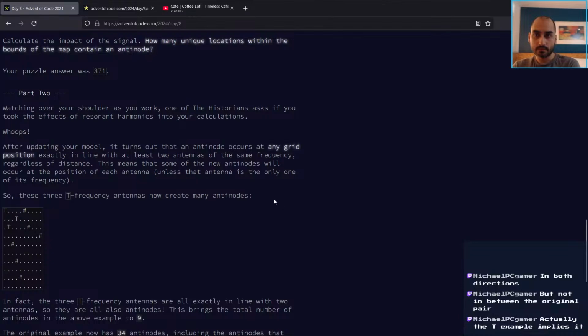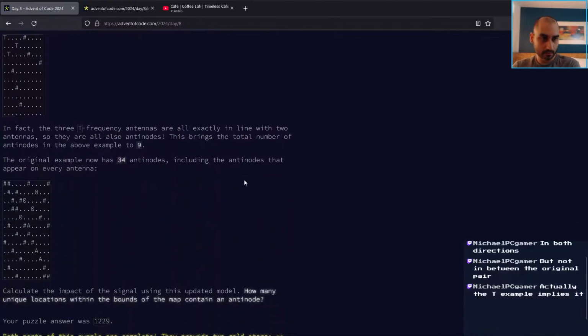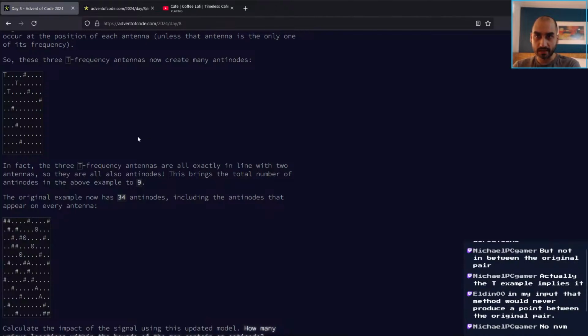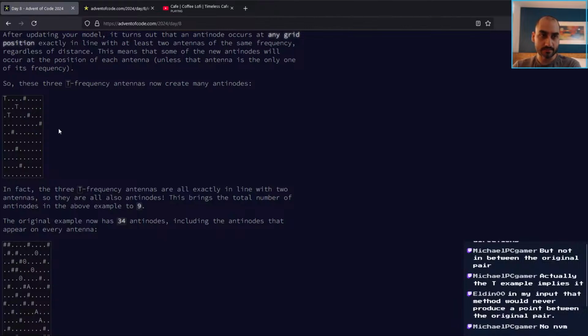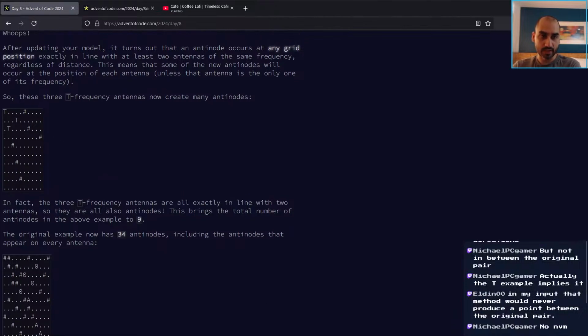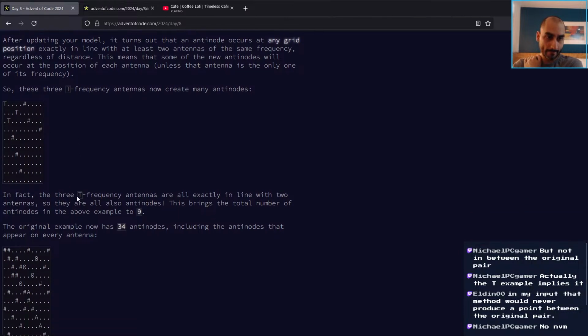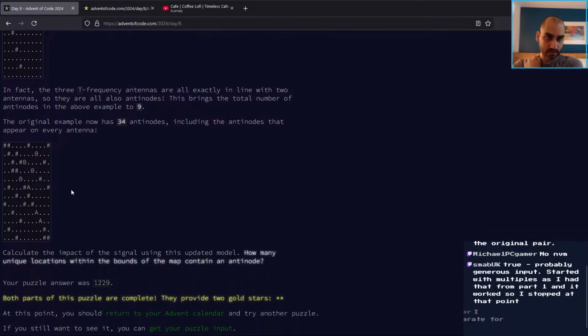And actually, the example implies it. In my input, that method would never produce a point between the original pair. Yeah, it seems the input they gave didn't have a point between the pair. But the way I'm reading this, regardless of distance, I would say if there was an input which had 0055, then 667788 definitely should be included. It's a strange one.